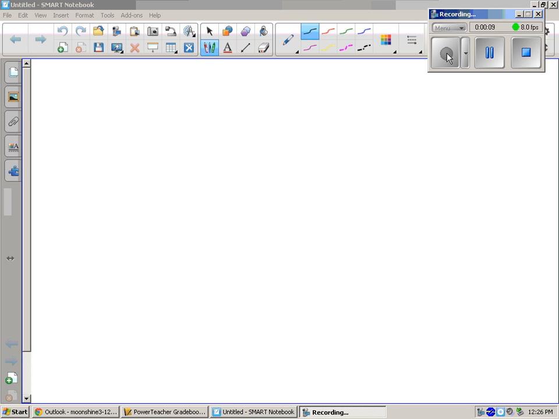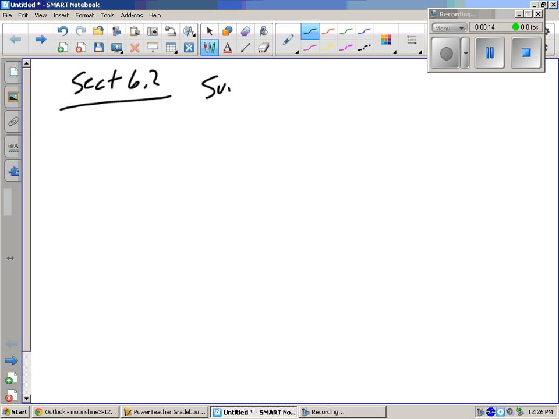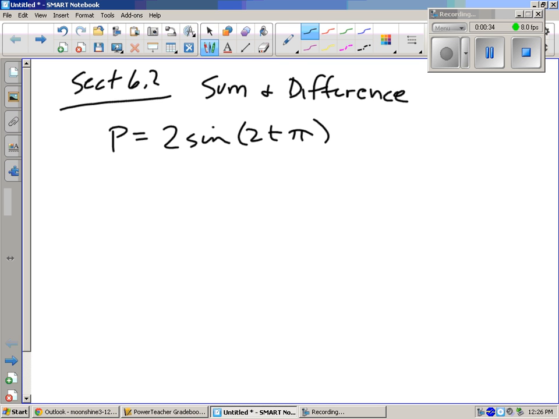Hey, we're going to do section 6.2, and this is the sum and difference formulas. Okay, if you have something like p equals 2 sine 2t plus pi, you can see there are two angles in there. They are added together. It has a sum of two angles. We're going to develop some identities here that involve the adding or subtracting of two angles.